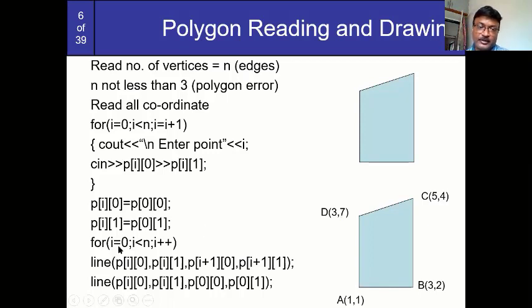Now, here i is equal to 0, i less than n, i plus plus, use the simple line function with P[i][0], P[i][1], and here you have to put one more value, P[i+1][0], P[i+1][1]. That's going to repeat in the loop, and this is the way that you can draw the polygon.